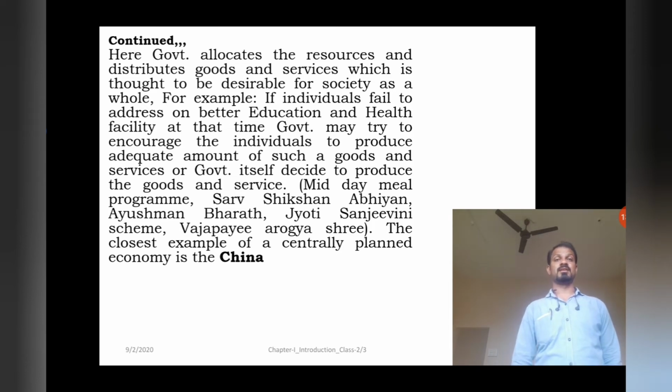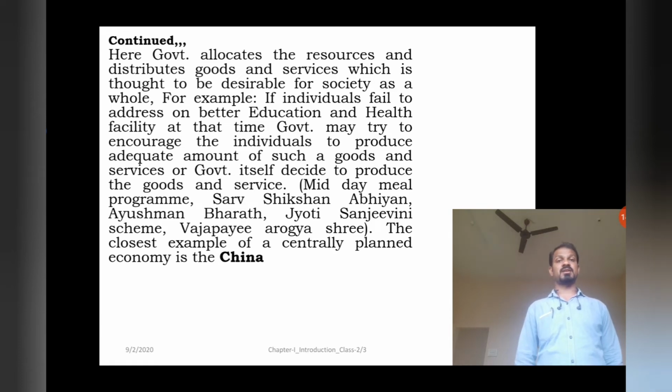I have mentioned some examples of the goods and services which the government is providing. The midday meal program is one of the services established by the government itself, like Sarva Shikshana Abhiyana. That's also an education service brought by the government. Like Ayushman Bharat, that is a health facility brought by the government. Jyoti Sanjeevani scheme is also a health facility service that the government is providing. Vajpayee Arogya Shri. So these are certain education and health services which the government itself decided to produce or provide.